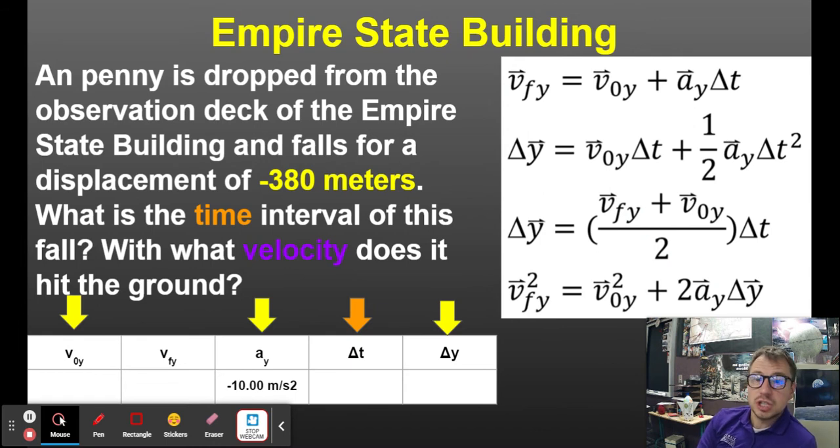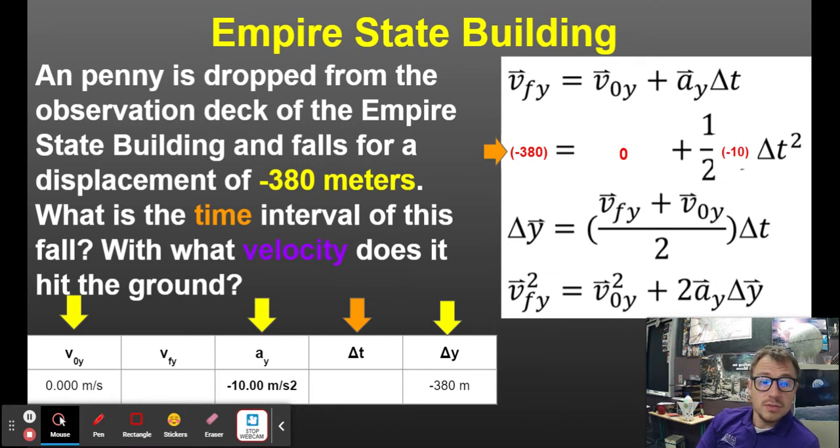We know the displacement. You can just look up the observation deck: negative 380 meters. So it's falling 380 meters down. Now I need to look for the equation that has these four variables. It's going to be this one. Now all I have to do is solve for the unknown, which is delta t, the time interval. So it would take 8.7 seconds to hit the ground.